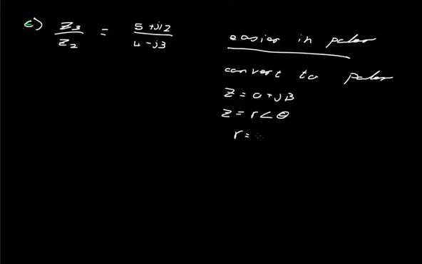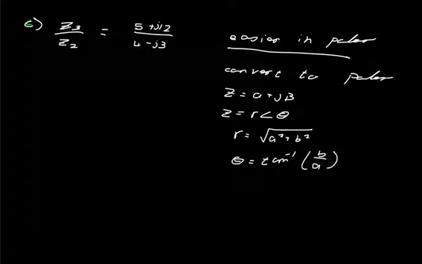So r equals the square root of a squared plus b squared, and theta equals tan inverse of b over a. Okay, this would be a good point to grab your calculator. Let's first do it for the top, the numerator, which is Z3. So I'm going to call it R3 and theta 3. R3 equals the square root of, A is 5, so we've got 5 squared, and B here is 12.